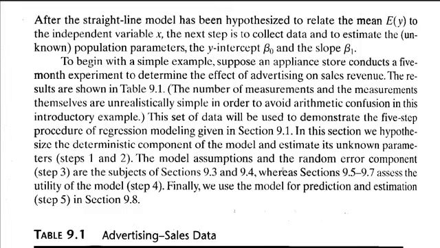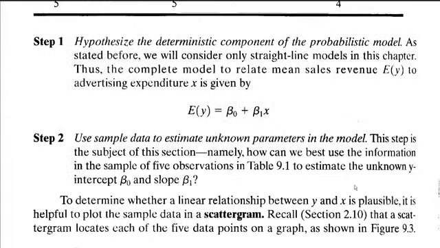In this section, we hypothesize the deterministic component of the model and estimate its unknown parameters, steps 1 and 2. The model assumptions and the random error component, step 3, are the subjects later on. Step 1, hypothesize the deterministic component of the probabilistic model. As stated before, we will consider only straight line models in this chapter, thus the complete model to relate mean sales, expected value of y, to advertising expenditure x is given by E of y equals beta sub 0 plus beta 1 x.